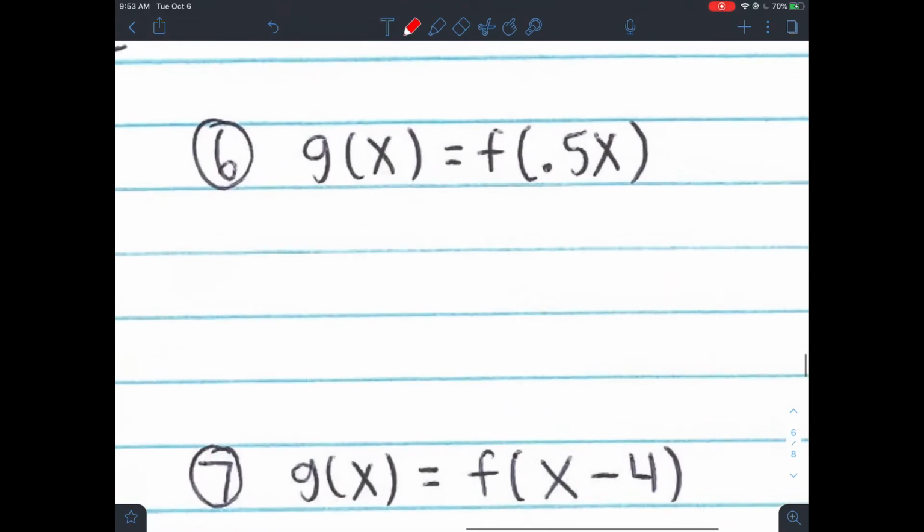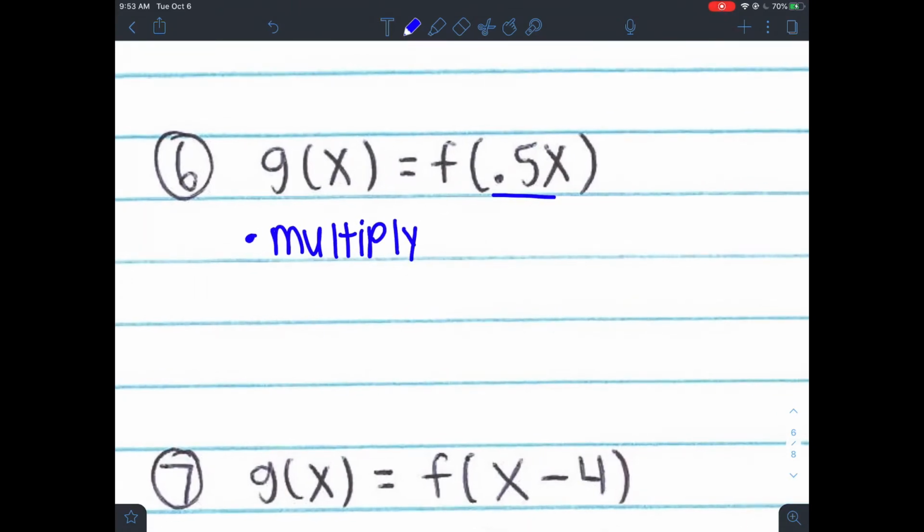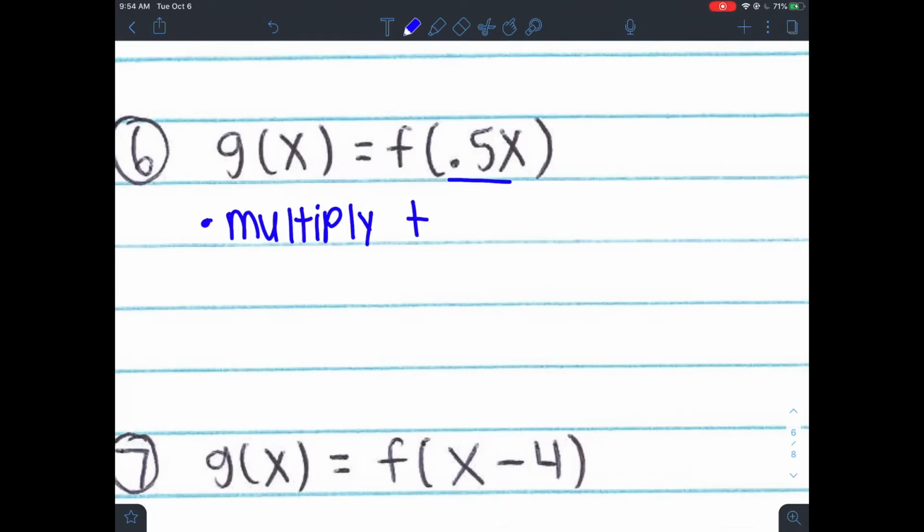Going to number 6, I have g of x equals f of 0.5x. Now that 0.5 is connected to x by multiplication. So I know I'm multiplying here. But the question is, am I multiplying it to the slope and the y-intercept, or just the slope? Well, because it's on the inside, you're only going to multiply it to the slope. So you're going to multiply the slope by 0.5, or 1/2, whatever you prefer. It's technically 1/2 as well.